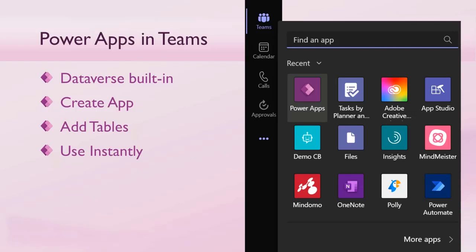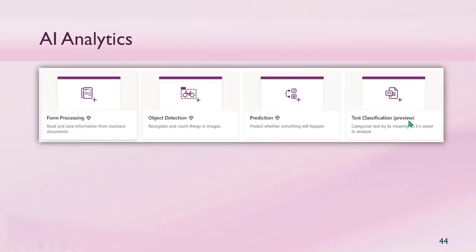Let's see exactly how you are going to go about doing this. There's of course a lot of AI component, but it's too early to do right now. Just notice that with a few clicks, you can actually have forms processing. You can have object detection, automatic training of AI models without knowing any AI programming. That is all you need to know at this stage.